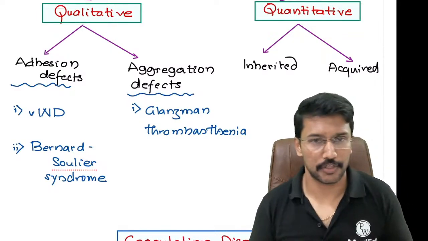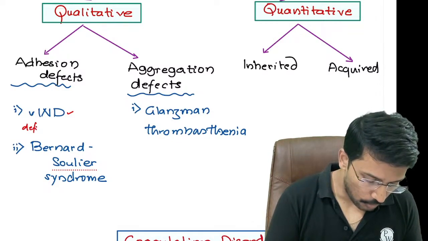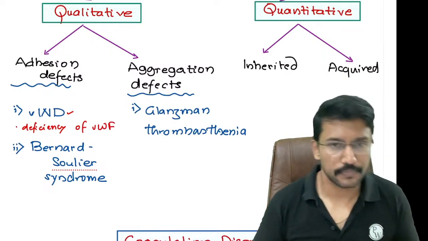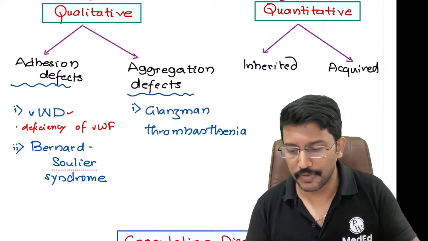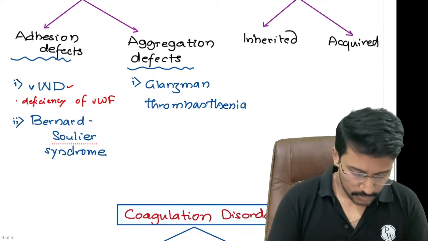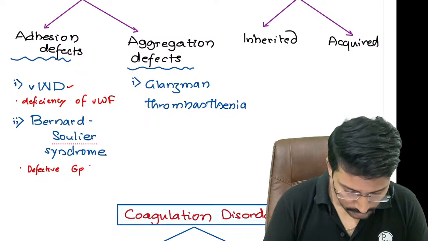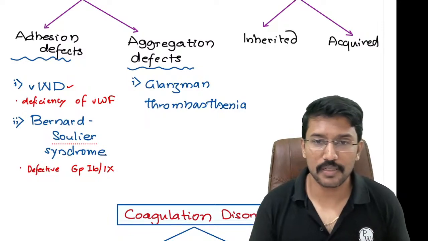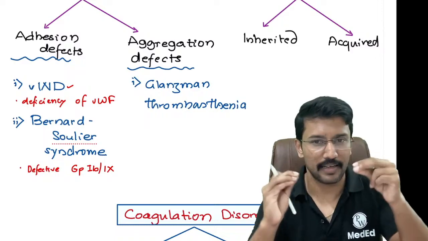So in qualitative disorders, there can be defects in the process of adhesion, or there can be defects in the process of aggregation. For an adhesion defect, a classical example is von Willebrand disease, where there is deficiency of von Willebrand factor. Okay, and then you have a disorder called Bernard-Soulier syndrome. Can anybody tell me what is the abnormality in Bernard-Soulier syndrome? These patients have defective glycoprotein 1b9. For what purpose is this required? Glycoprotein 1b9 is required for binding of von Willebrand factor and the platelet. This is acting as the receptor.